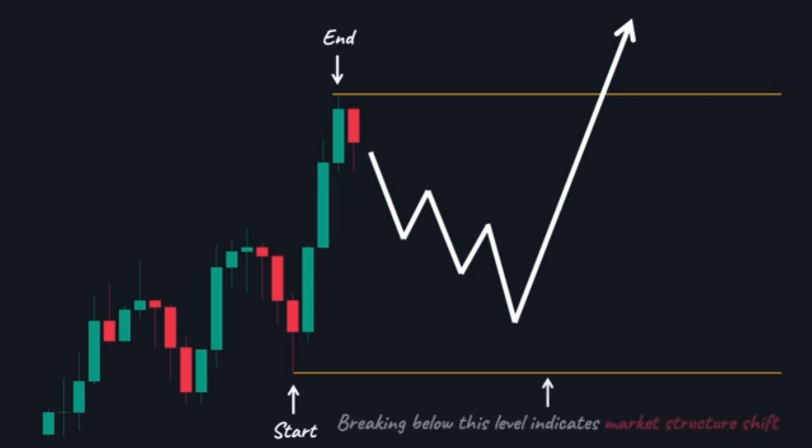If the price breaks below this level, it shows that the buyers are no longer in control, and the whole idea of an uptrend comes into question. It indicates significant bearish momentum and signals a possible reversal, except if it was a fake out and the market aimed to gather liquidity below this low and then take off.